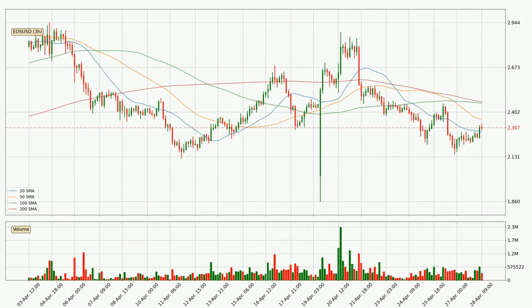Looking at the 3-hourly simple moving averages, the current price is between the 20 and the 50 SMA. If the price bounces off the 20 SMA, which is currently at 2.28, it could be seen as a support, and the 50 SMA that is at 2.36 could be seen as a resistance to the upside. Breaking either way signals a possible further move to the corresponding direction.